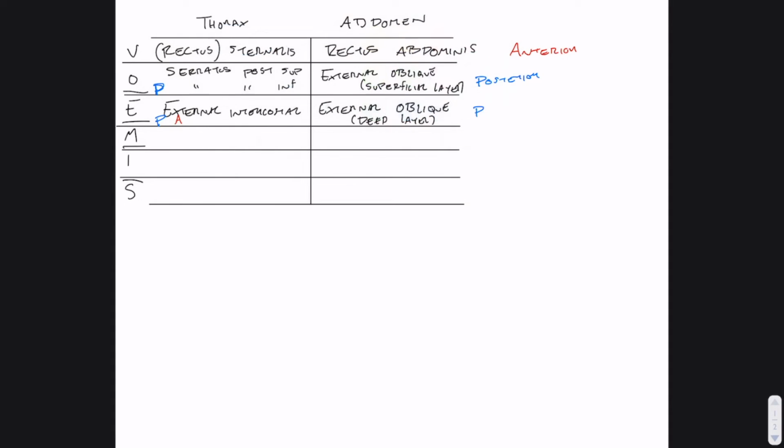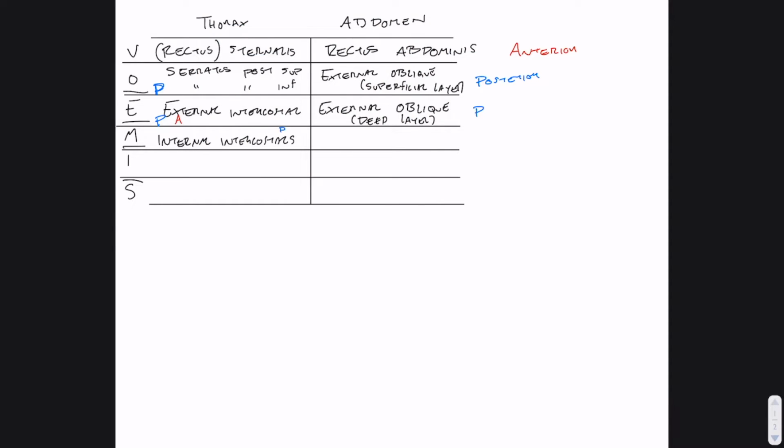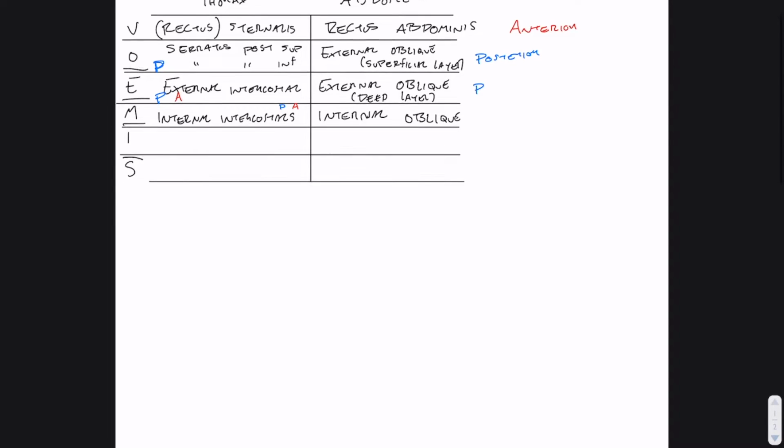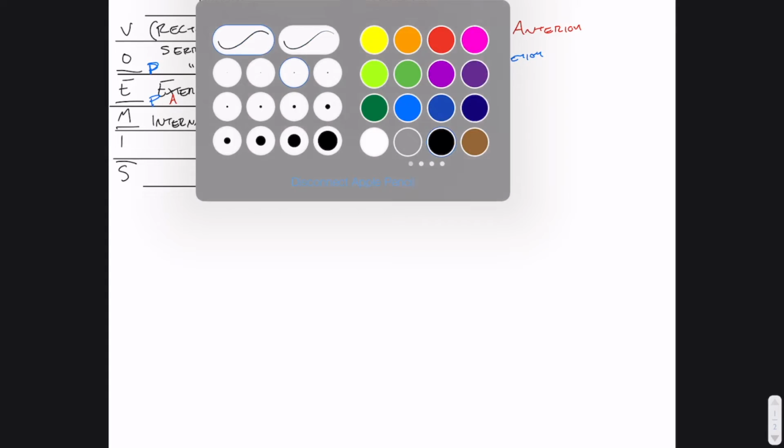Okay. Now we go to our middle layer of the thorax. We're going to call these the internal intercostals. Again, that's going to be supplied posterior and anterior because this wraps the whole rib cage, so we need to be able to supply the back part as well as the more front part. In the abdomen, we call this the internal oblique, posterior supply.